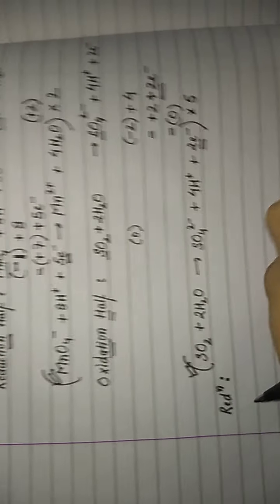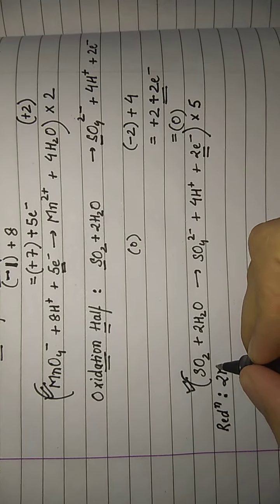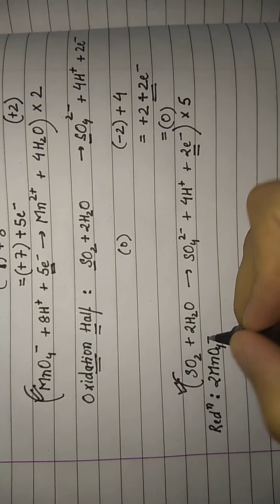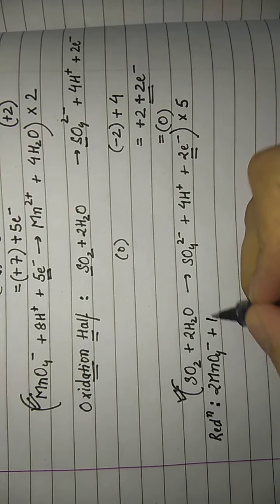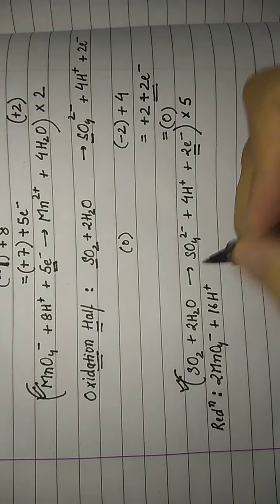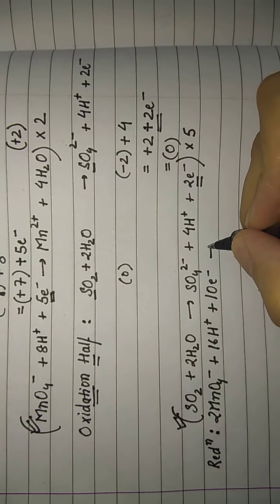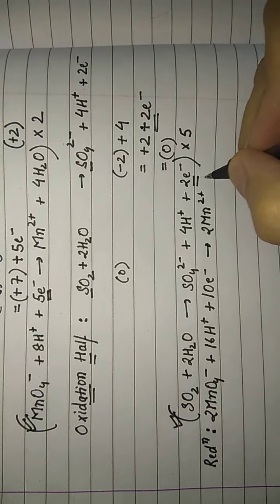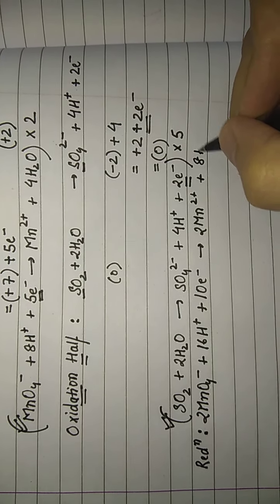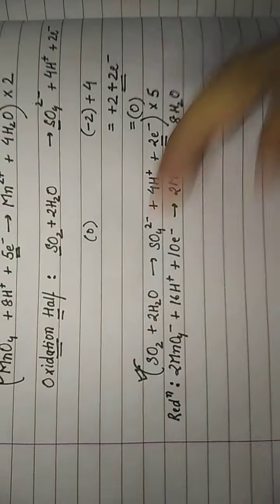my reduction half becomes, multiplying this, 2MnO4 minus plus 2 into this 16H plus 10 electrons, giving 2Mn2 plus 8H2O. 2 into 4, 8H2O.